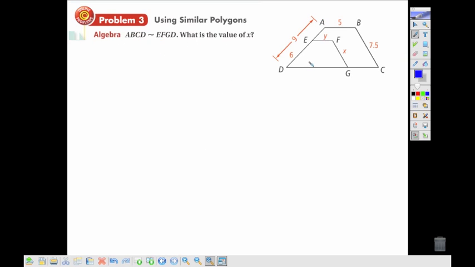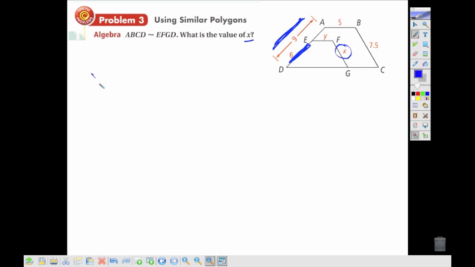In this next one we have ABCD similar to EFGD. So notice as we go around here, they are in the same order with the way that they're turned. And so we can look at matching sizes. Y would go with the 5, the X would go with the 7.5, and the 6 would go with the 9.